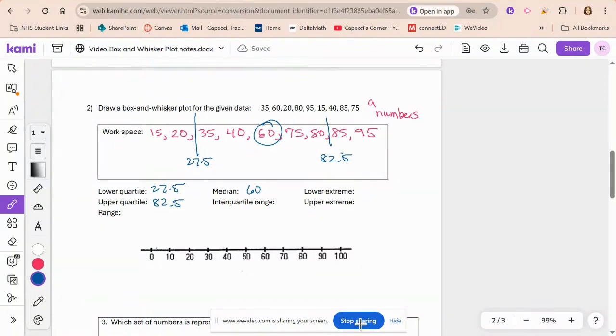Okay, so my lower extreme is 15. My upper extreme is 95, right? My lowest and my highest values. And then my interquartile range is the distance between each of my quartiles. So that's going to be 55. And my range, kind of my regular range, is going to be the highest value minus the lowest value. So that's going to give me 80.